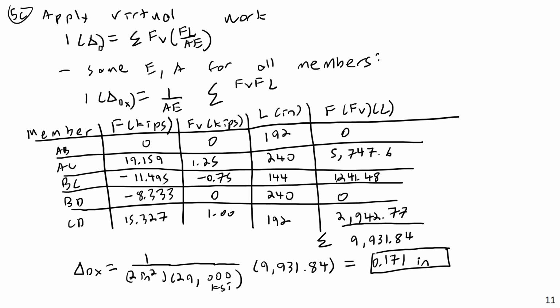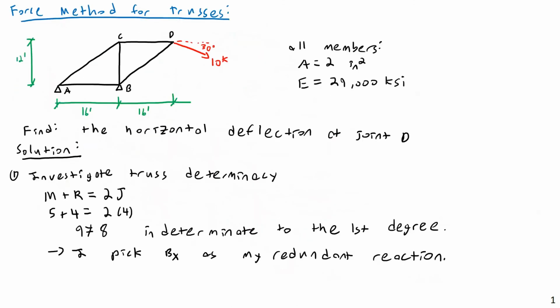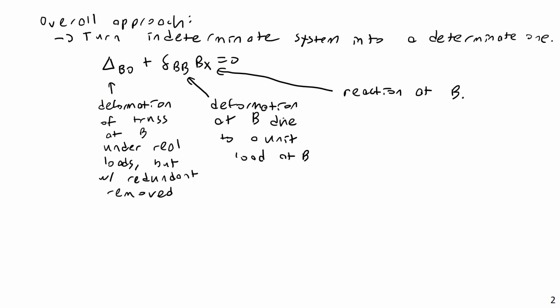So as a review, here's how we applied the force method to trusses. So we first figured out how many redundants we needed, and in this case we only needed one redundant force, and I chose the reaction BX, because that would turn this into a simply supported truss. Then I set up my force method equation, saying I'm going to need a capital delta BO and a lowercase delta BB.